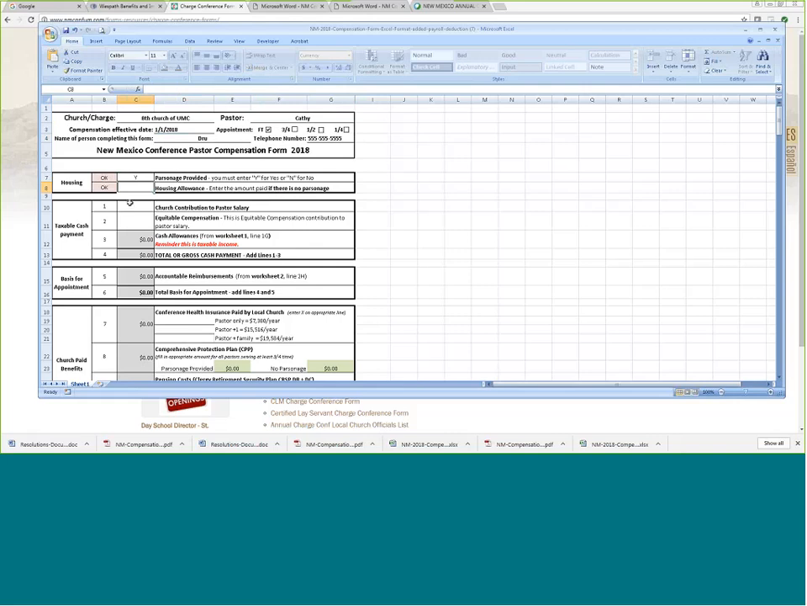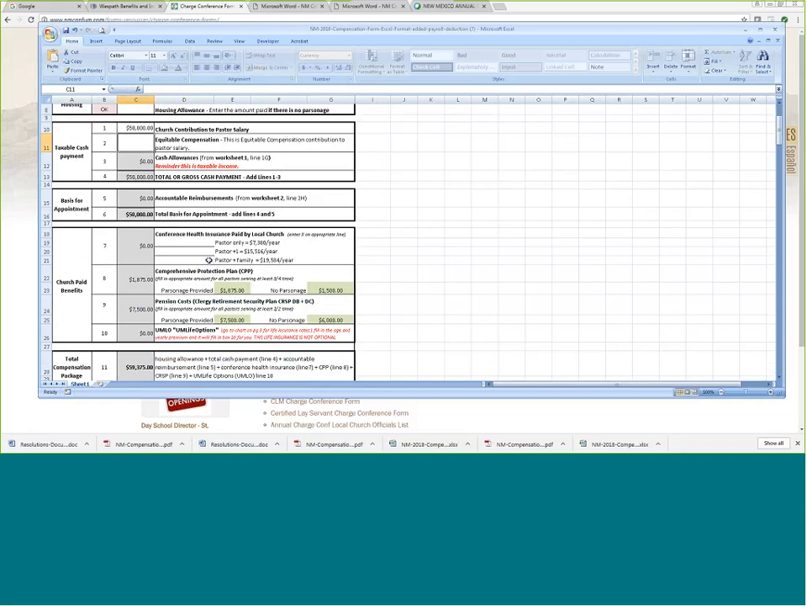Okay, let's say her salary is $50,000. If the pastor is receiving equitable compensation, please put that portion, whatever that amount is, in here. So say they're getting $1,000. You'll notice that this changes. Everything is adding up here, okay? So we'll take this back out of here.